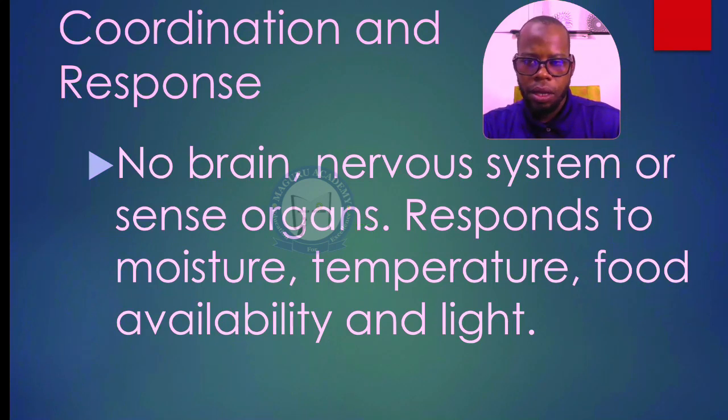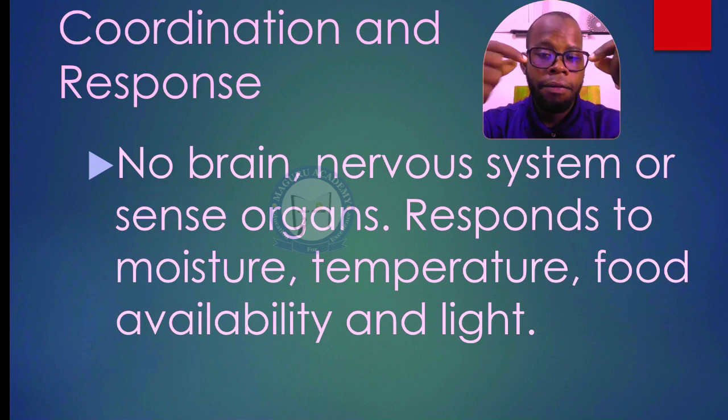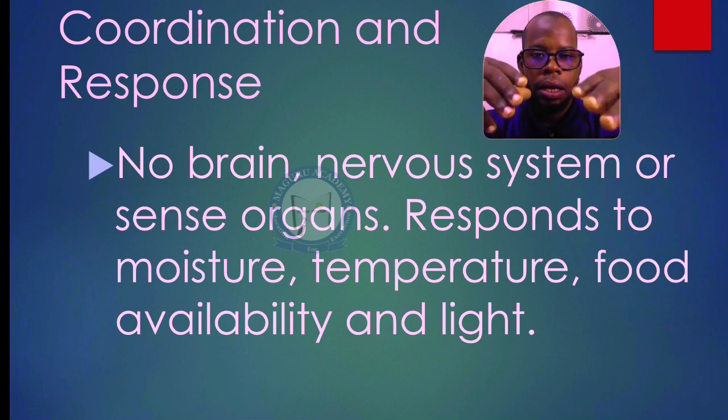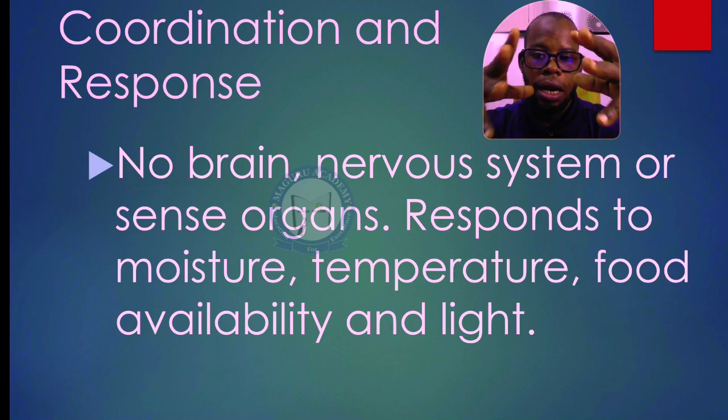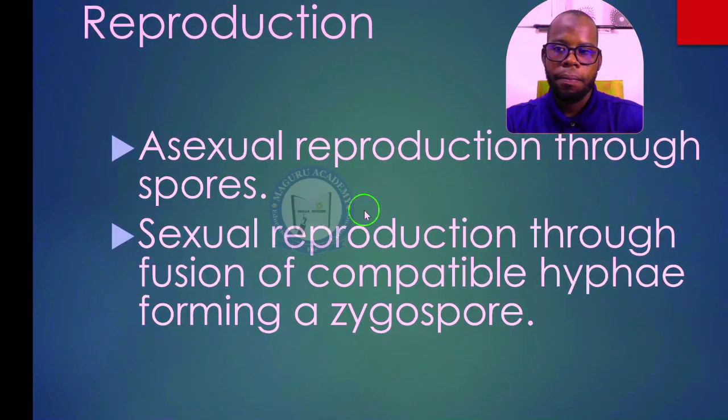Coordination and response. How does it respond? It has no brain, no nervous system, no sense organs, unlike animals. So it responds to moisture, temperature, the availability of food and light. That is how it can respond, and it can coordinate to ensure it grows and can be observed as bread mold on the food. That is how response appears.